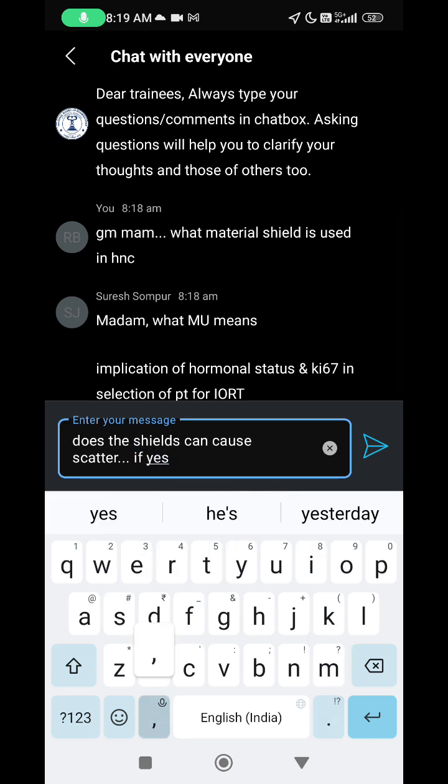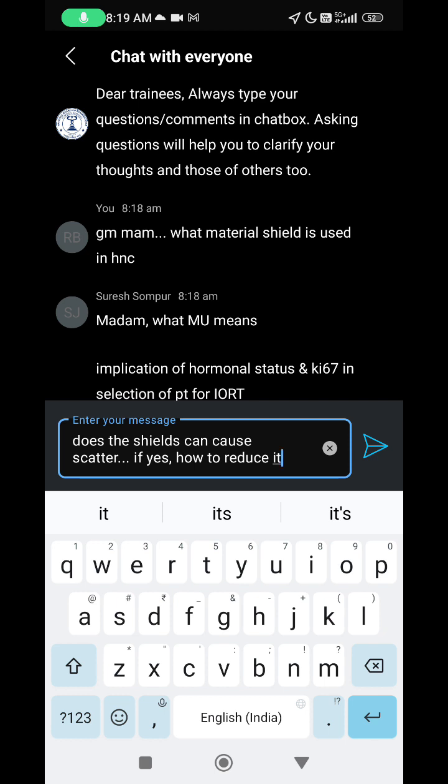Implications of hormonal status and Ki-67 in the IORT. Yes, triple negatives, as I told you, usually we don't take them because most of the cases would have gone for neoadjuvant chemotherapy. Ki-67, usually less than 20% is the one which, according to the guidelines, this is not a criteria.